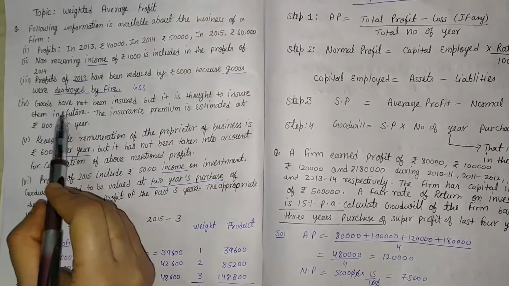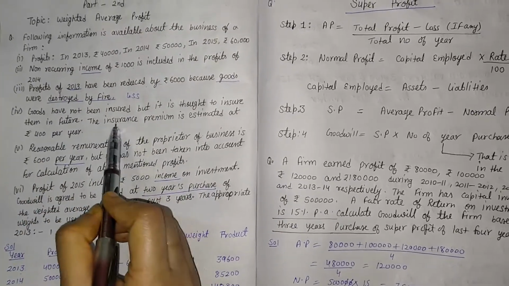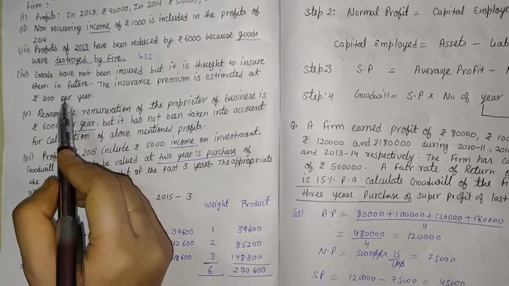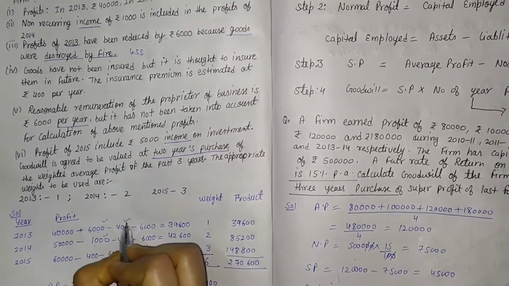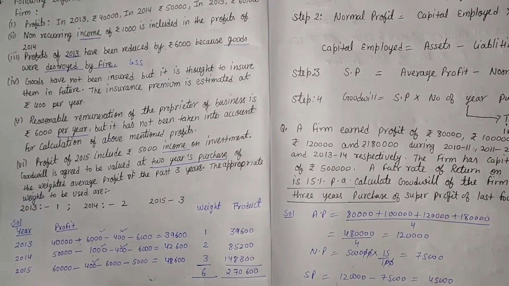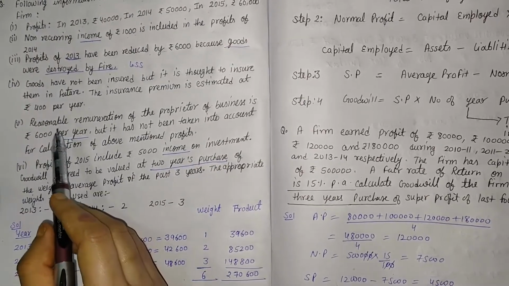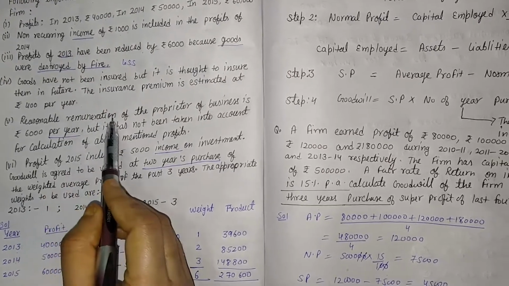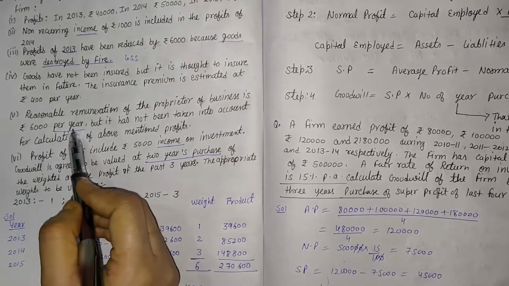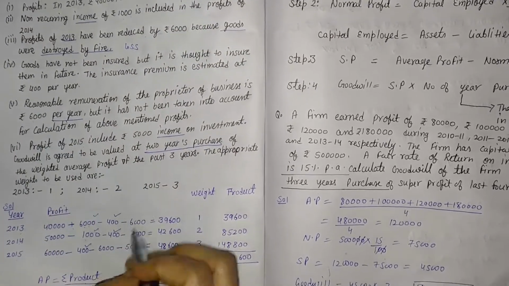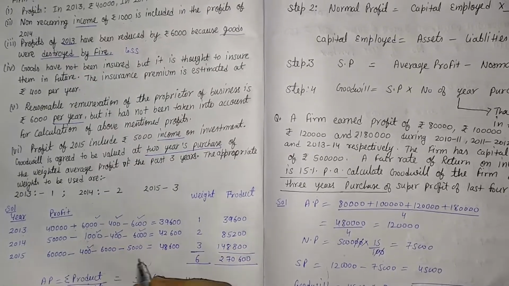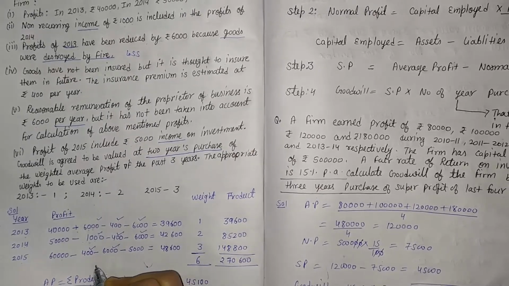Now the next information is goods have been insured. So the insurance value is 400 per year. So we deduct that 400 per year. So 400 from 2013, 400 from the year 2014 and 400 from the year 2015. Next information is reasonable remuneration. That is 6,000 per year. That is already per year basis. So we reduce that amount per year basis. That is 6,000 from the year 2013, 6,000 from the year 2014 and 6,000 from the year 2015.